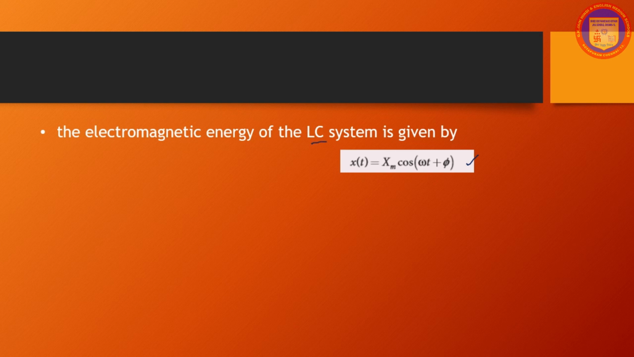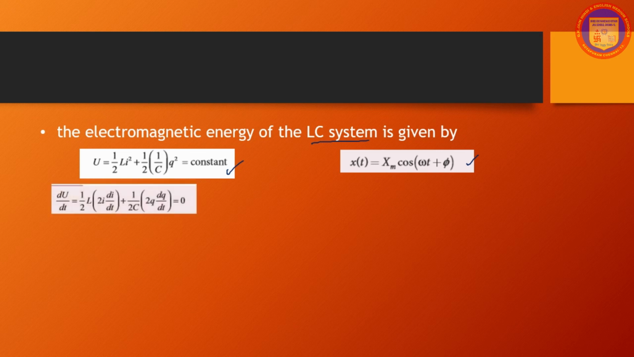system is given by U is equal to half L i square plus half into 1 by C into Q square, which is equal to constant. Differentiating U with respect to time, we get dU by dt is equal to half L into 2i into di by dt plus 1 by 2C into 2Q into dQ by dt is equal to 0.